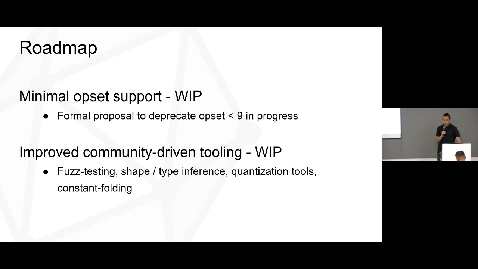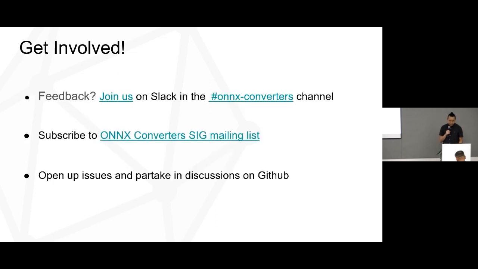There were a lot of good presentations today about different tools that do a lot of common things that these converters face, such as shape and type inference, quantization tools, constant folding, graph editing, etc. And we want to have a way to make sure that we're pushing these into ONNX in a community-driven and robust way.